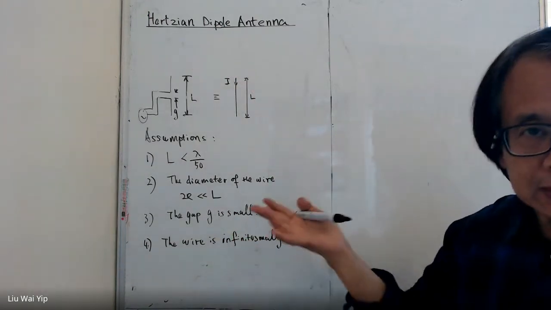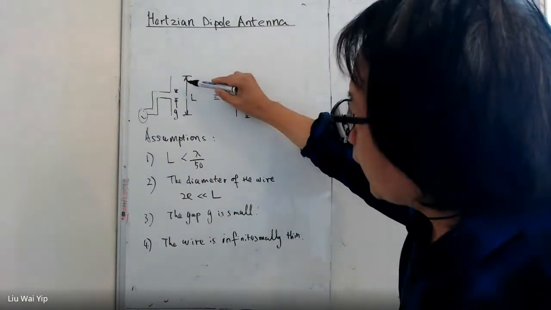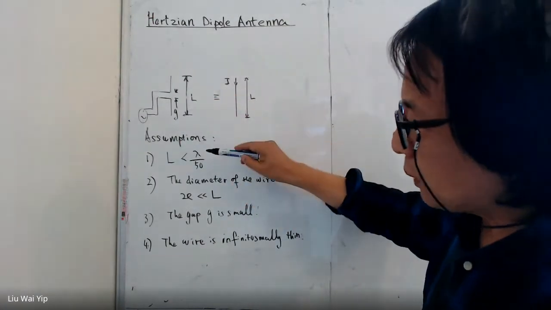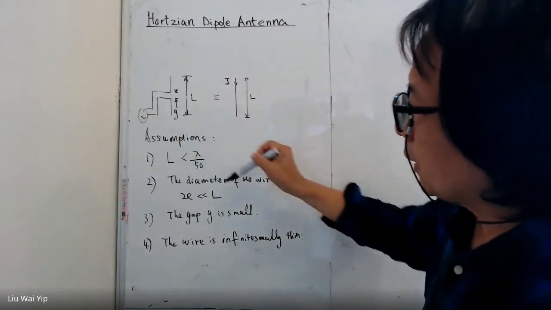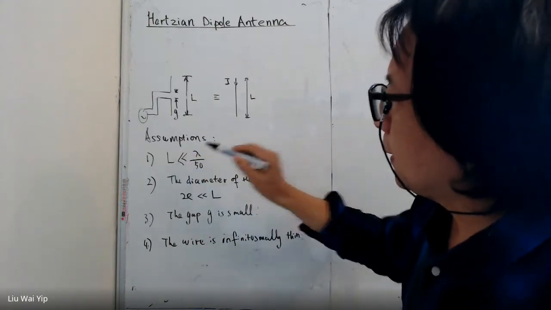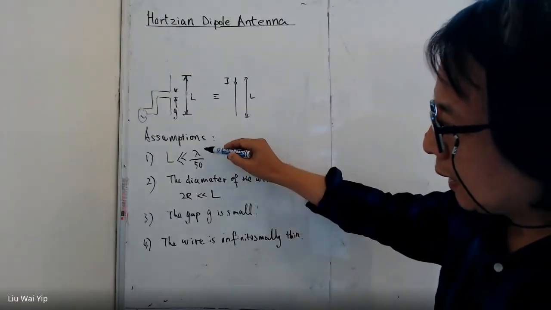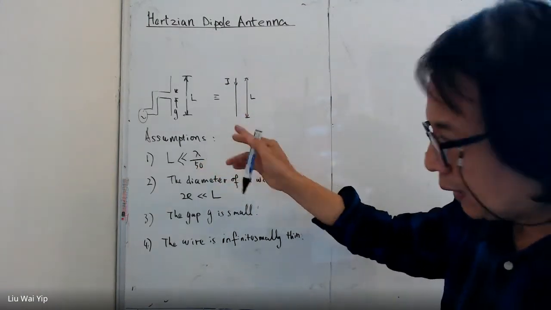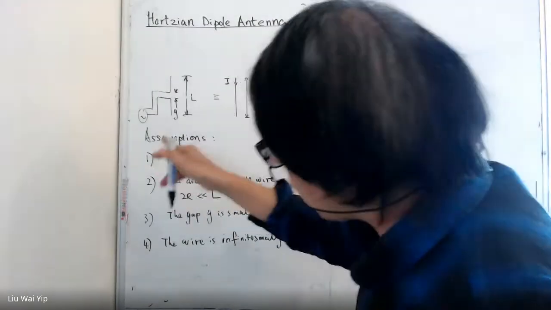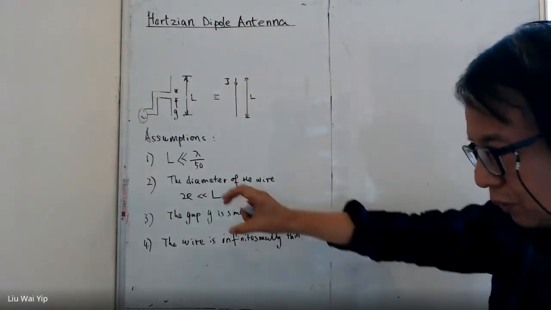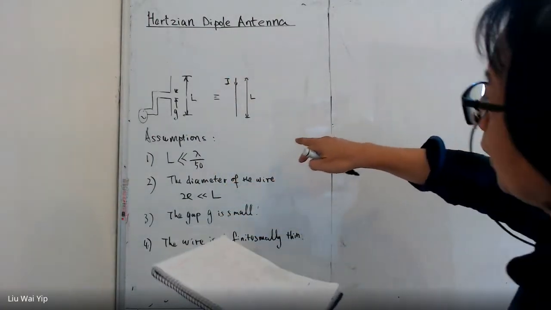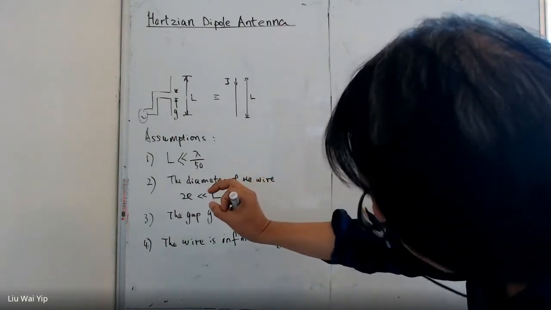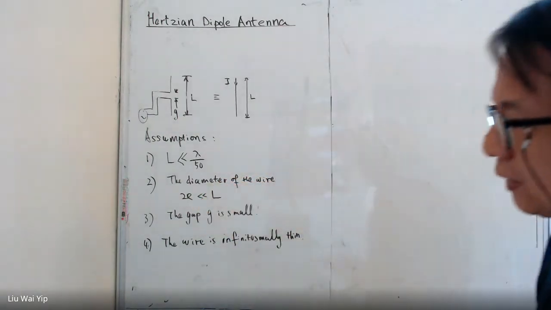First, it is very small. The total length of the antenna should be much less than the wavelength, lambda divided by 50, which is a small value. Perhaps your wavelength is that much, but your antenna could be just really tiny.